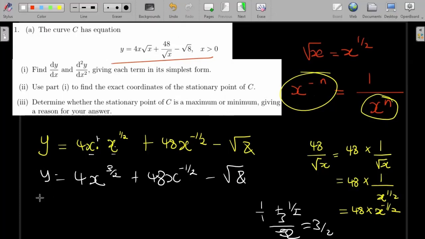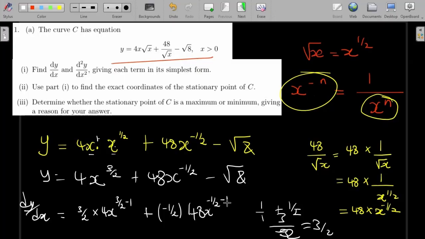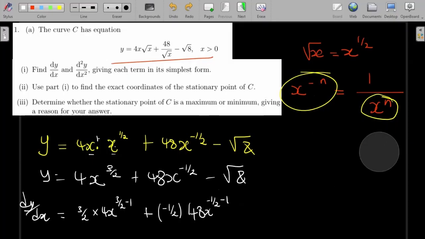So now we can differentiate this. I'm going to say dy dx is equal to, so the power drops. So it will be 3 over 2 multiplied by 4x, and then 3 over 2 minus 1, plus the minus power will drop, so minus 1 over 2, and then I have 48x to the power minus 1 over 2 minus 1. And then when you have a constant there, the derivative is always 0. So this minus root of 8 becomes 0. So we can just ignore it. So when you differentiate a constant, you always get a 0.